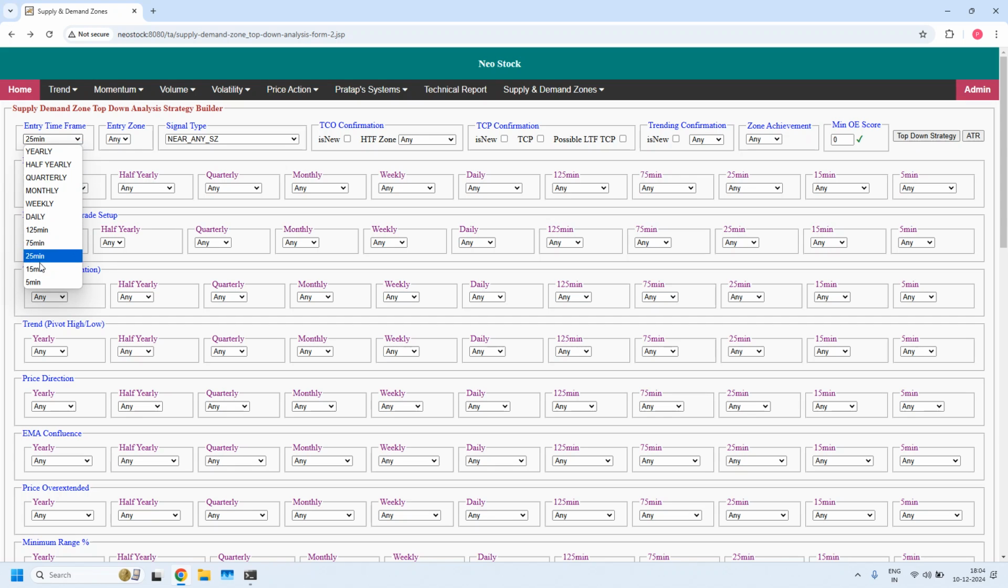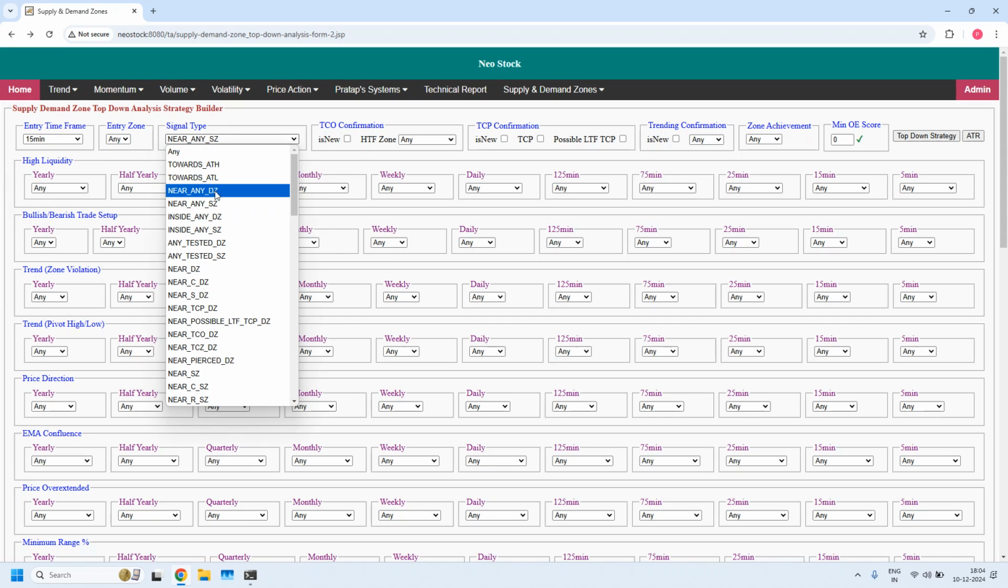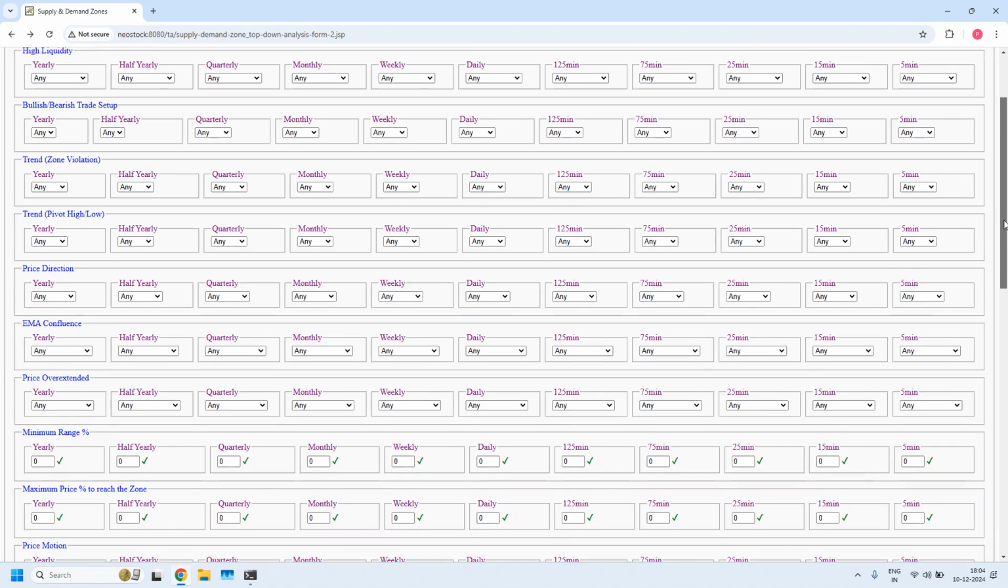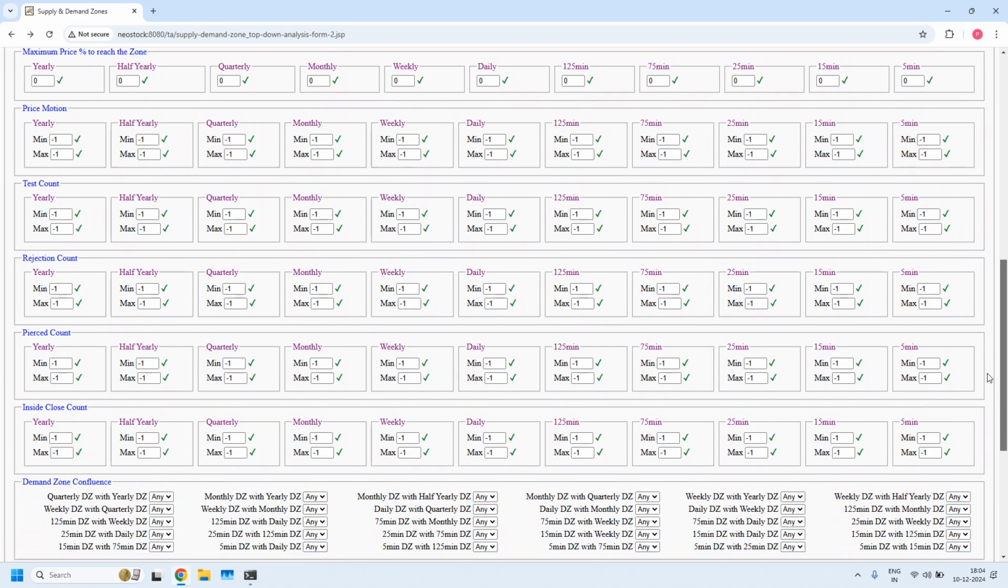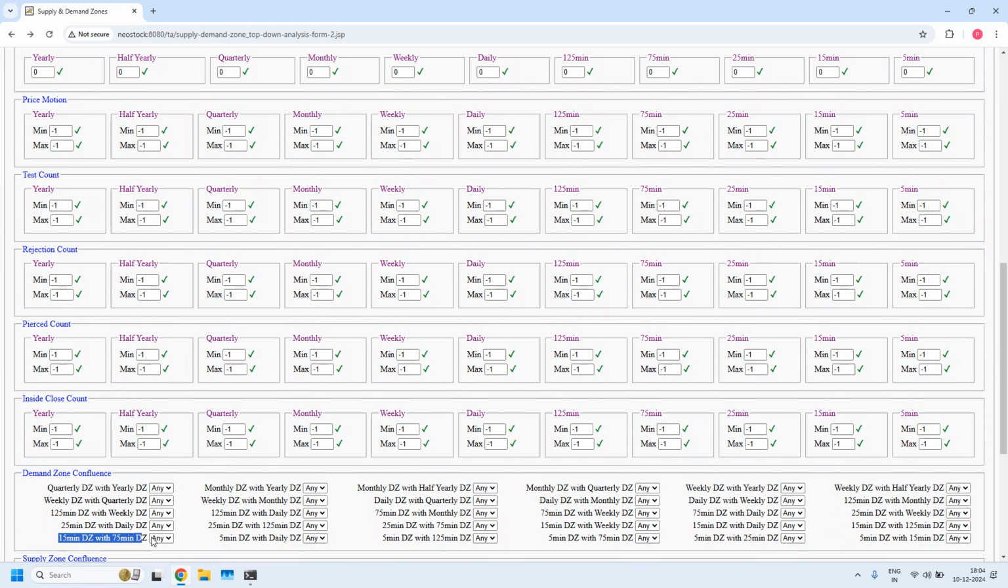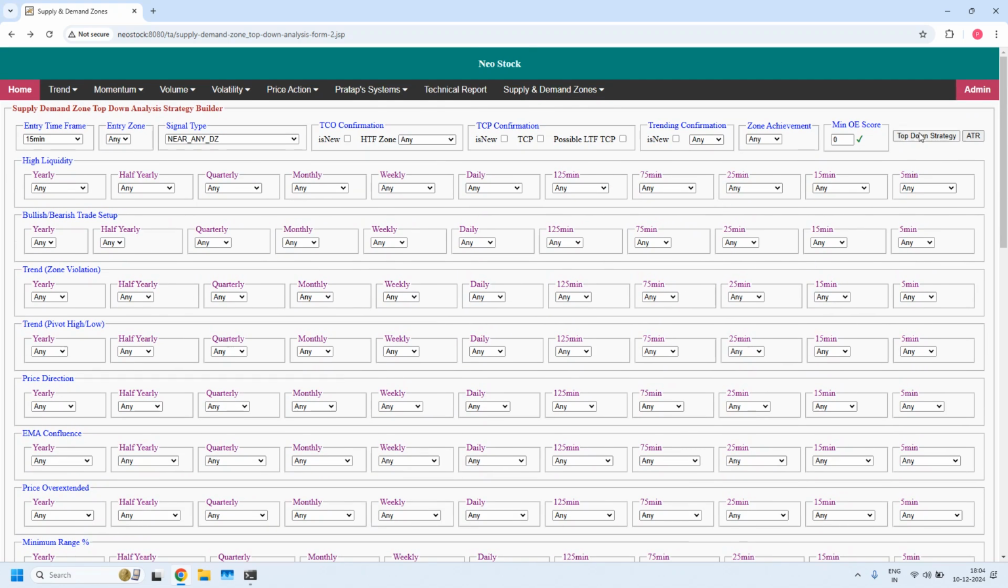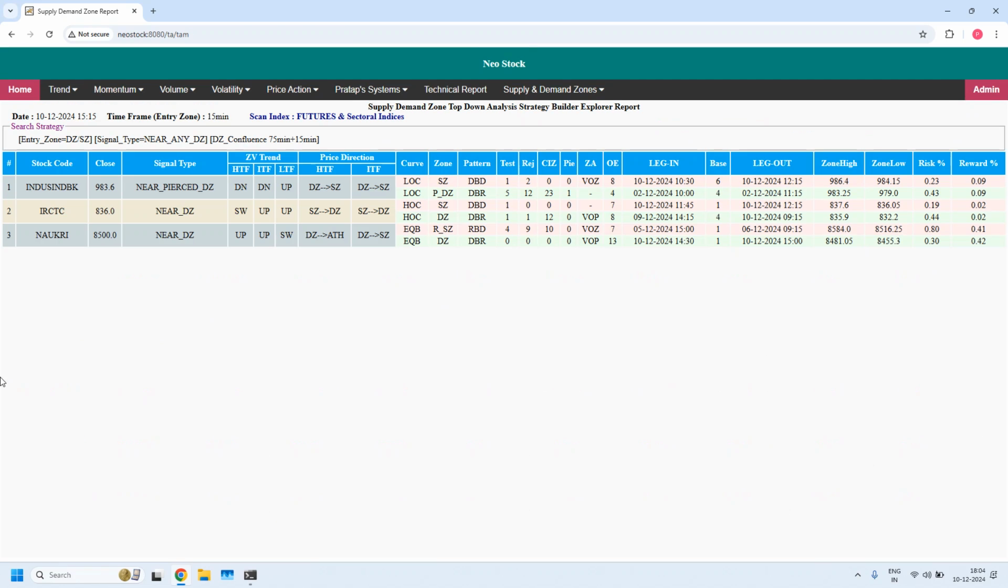Next time frame is 15 minutes. Stocks near 15 minutes demand zone. We got 9 stocks. Out of these 9, how many are having ITF or demand zone confluence? Let's filter. 15 minutes and 75 minutes demand zone confluence. I'm enabling the filter. With this filter, out of 9 stocks, we got 3 stocks. In these 3, again, first one is not valid because it is having a pierced demand zone.